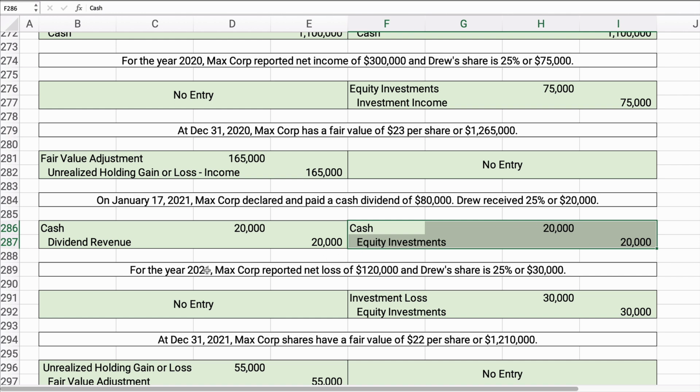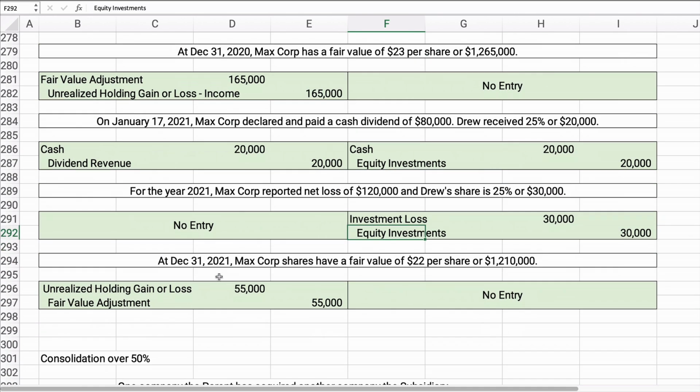All right, a couple more. What if there's a net loss? Your share is 25% of the 120, or 30,000. No entry for fair value. But for equity method, you're going to debit the investment loss and credit the equity investments. Your equity investment goes down with a loss, and the amount is 30,000.